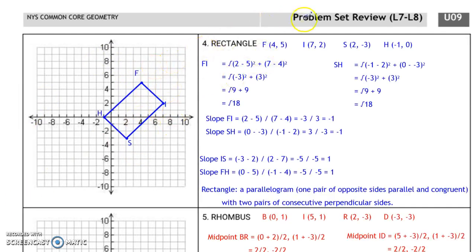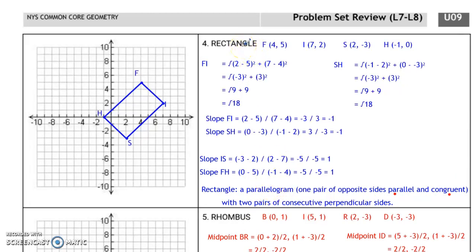All right, this first one, I named it rectangle FISH, for fish. This side and this side were congruent because I found their two distances, their two lengths, and I found that they were the same. So that's FI here and SH here. I also found the slopes of these two sides. FI is slope -1, SH is a slope -1. So it's got one pair of opposite sides that are parallel and also congruent. That means it's a parallelogram.